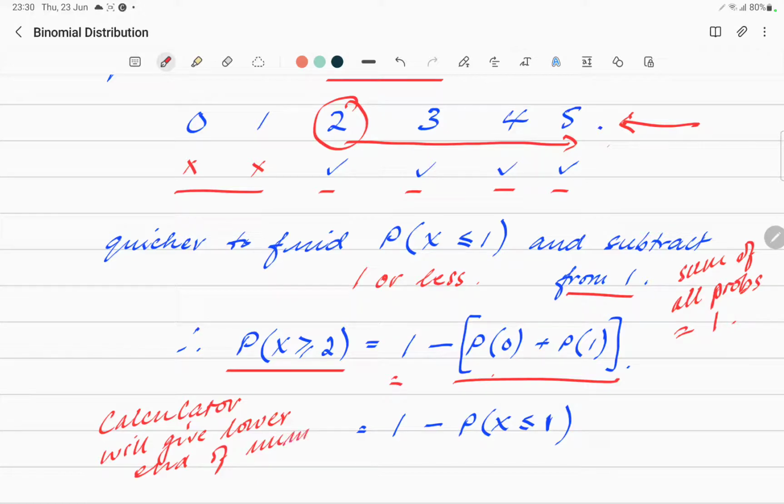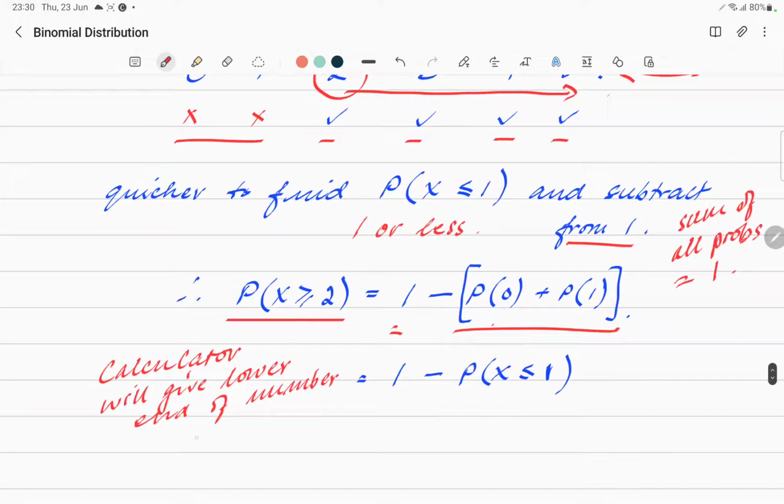Whenever you put in a variable, it will always give you the probability up to and including that number, not the upper end of the number line. I hope I've explained that well enough. So you can either get something or less, or if you want something or more, equal to or more, then you take the lower end of the number line away from 1, and that'll give you the top end.